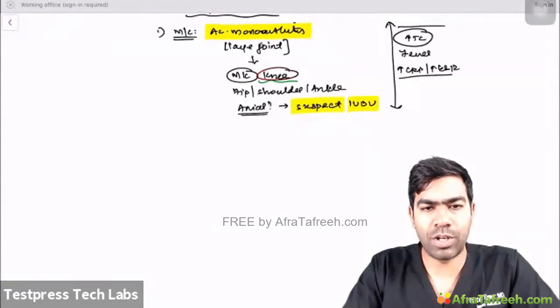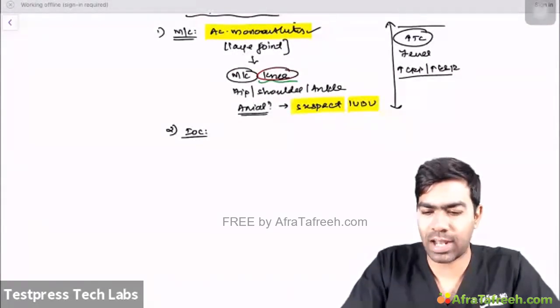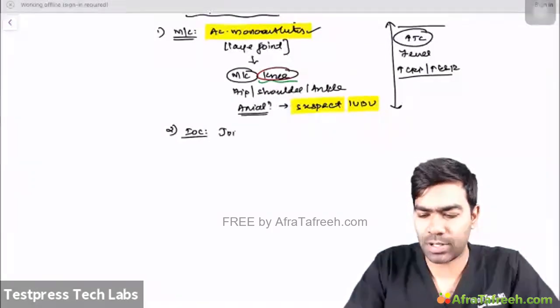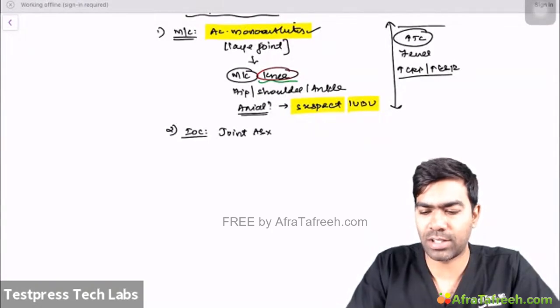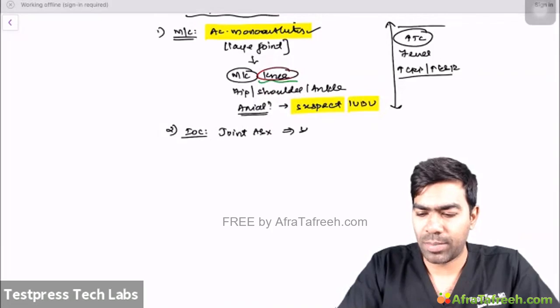Of course, whenever I'm going to see something like that, because it's a large joint monoarthritis, my investigation of choice in this kind of setting will be joint aspiration, which means I'm going to do a synovial fluid analysis in this scenario. So once I do a joint aspiration, typically I'll be seeing a characteristic feature of a septic fluid.